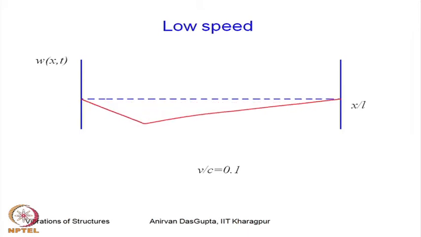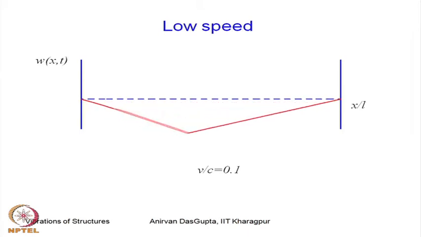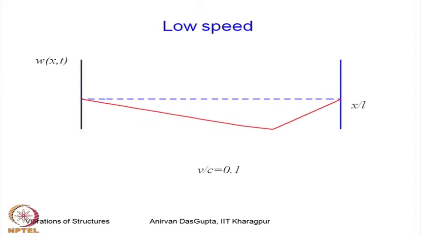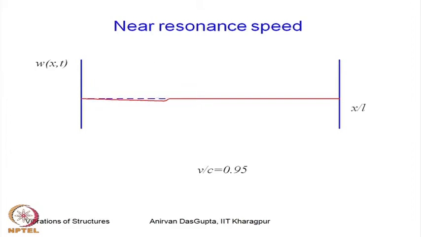Now, this is at low speed where V over C is 0.1. So, it is 10% of the critical speed. In this animation, this is a near resonance. V over C is 0.95. So, it is 95% of the critical speed. Here you will find that those reflections of the kinks etc. are not so easily observable, at least.